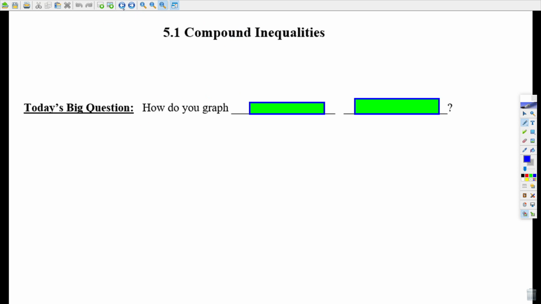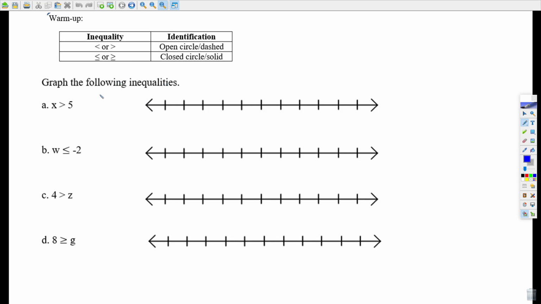But before we get into compound inequalities, we want to go over what an inequality is and how you graph one of them before we get to a compound one. So hopefully you remember, if you see less than or greater than, that's open circle or dashed line if we're drawing on a coordinate plane. If you see less than or equal to or greater than or equal to, that's a closed circle or a solid line if you're graphing it on a coordinate plane. But right now we're just going to talk about number lines.